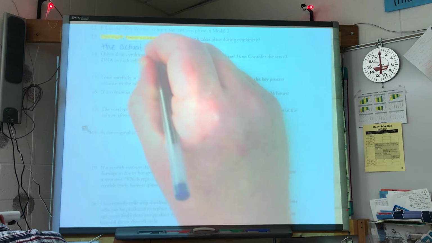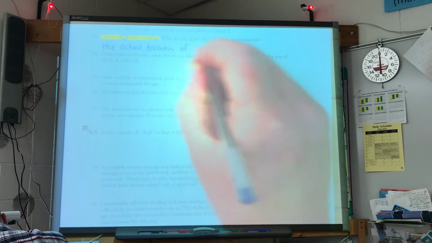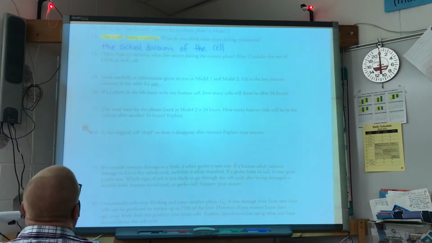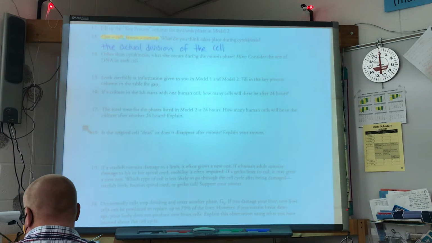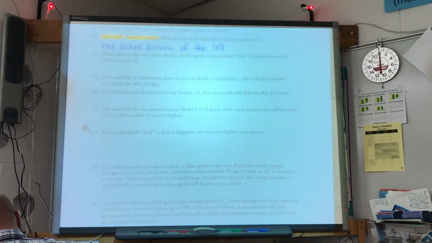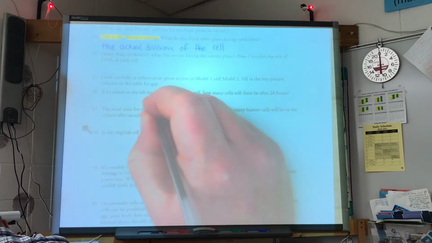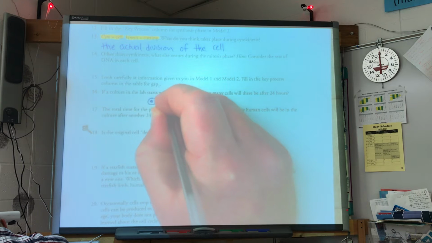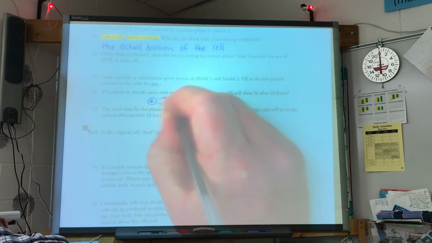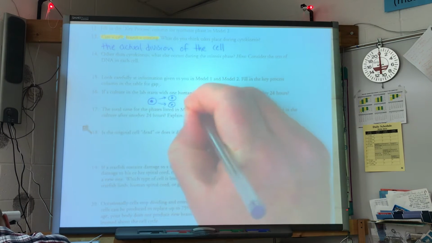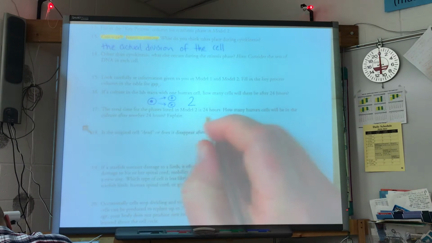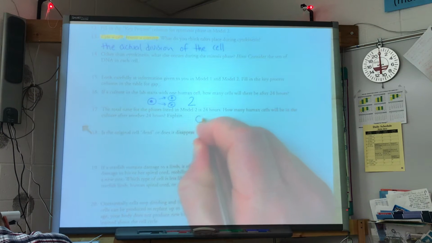Now 16 and 17. Question 16 says that according to Model 2, it takes 24 hours for a cell to divide. So if we start with one cell, 24 hours later, one cell will have divided into 2 cells. Now 17 says, what if another 24 hours has gone by? Each of those 2 cells will go through cell division, and each will divide and become 4 cells.